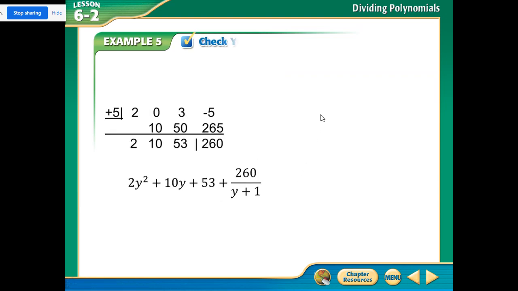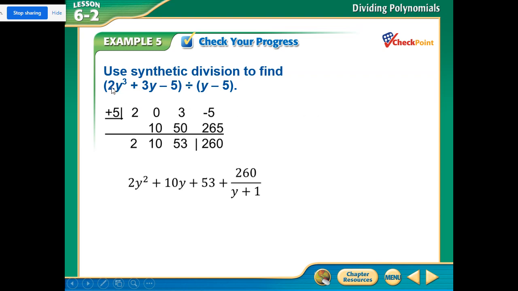Let's try another one. 2y cubed plus 3y minus 5 divided by y minus 5. So in here goes a positive 5 because it's a minus 5. 2y cubed, and notice I have a 0 here. I have no y squareds. Then 3, then negative 5. I do have to have that 0 in there to keep its place.